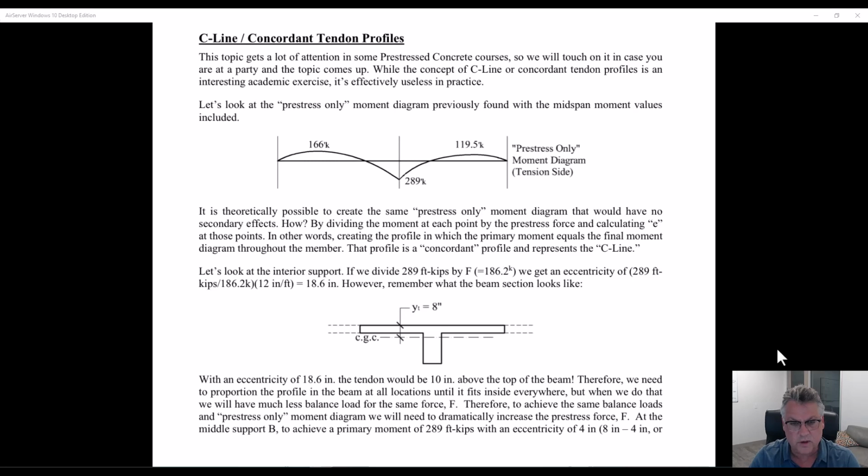Code is interpreted, or people have interpreted the code as saying you only need to apply secondary moments in your design. So that's the way the world went. Not correct, not statically correct, but it's what happens. What I will say in defense of that is the secondary shears are relatively small. Not insignificant, not ignoring, but they're pretty small. So if you didn't do it, it's probably not the end of the world.